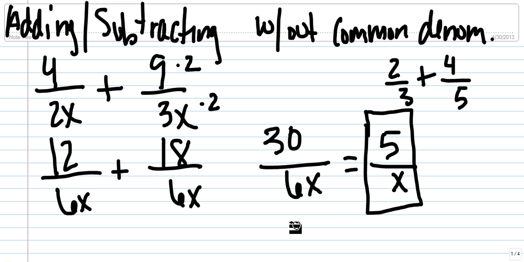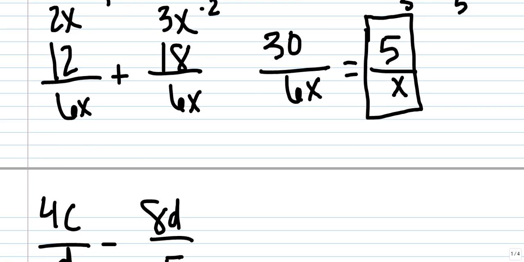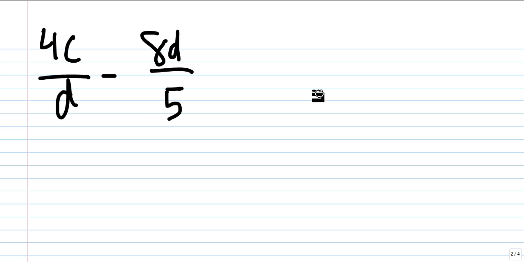The hardest part for this is finding what your common denominator is and then trying to find what's called your equivalent fraction. And that's what we just did. I have this one. Once again, D and 5. What can those both go into? Well, they can go into 5D. D can go into 5D and 5 can go into 5D.